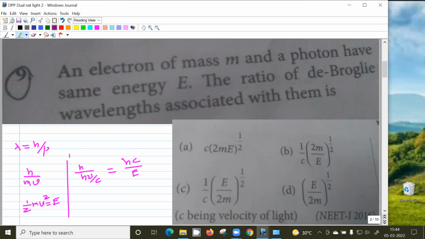Okay, and the momentum for a photon? m into c. No, m is 0 for a photon. Mass of a photon is 0. Okay, it's h nu by c. This is also a basic relation. You have to remember. Momentum of a photon is h nu by c.